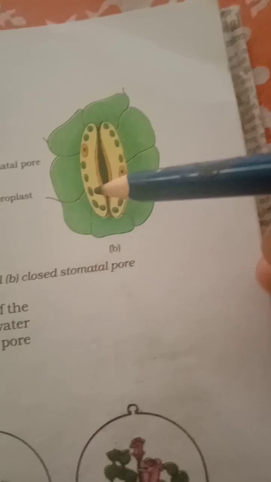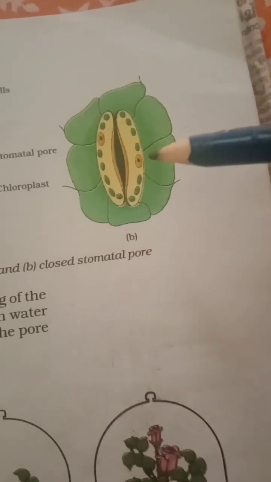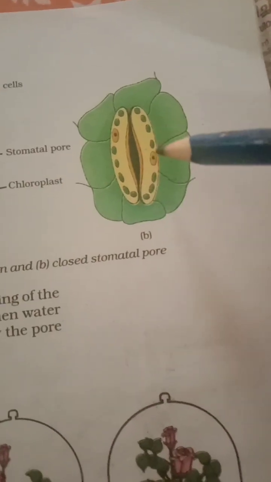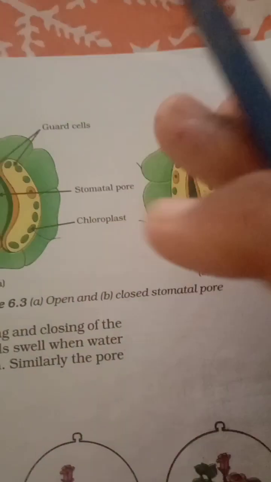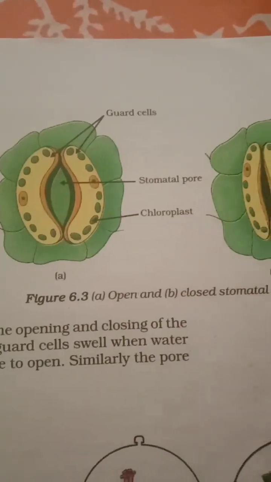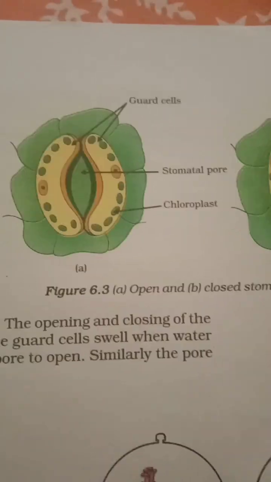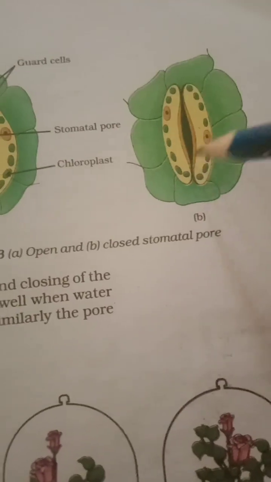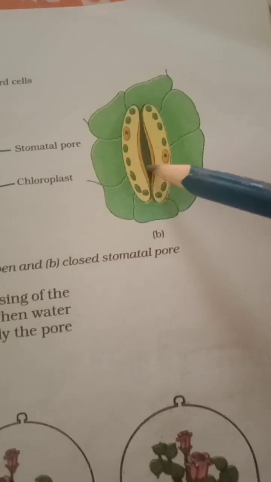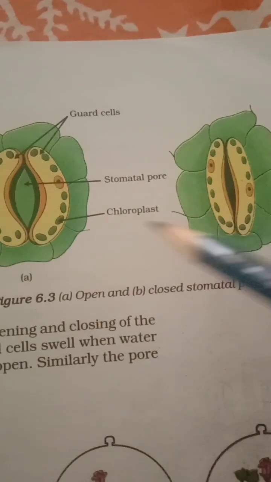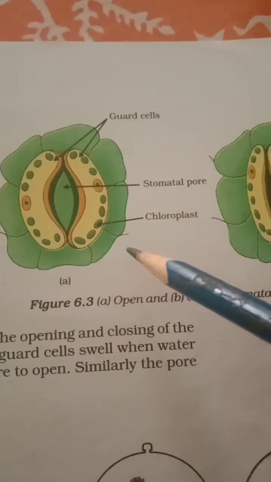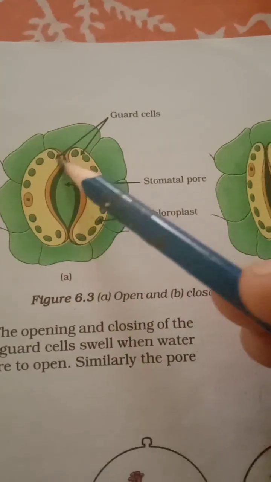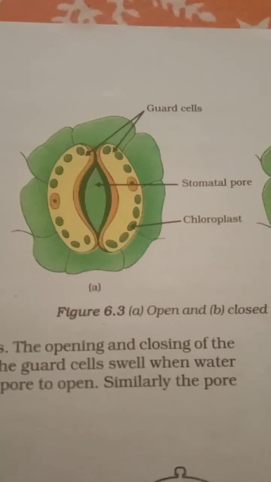Now during night time, because sunlight is not there, the stomata will be closed, and normal respiration is taking place in plants also, like us. They are also taking oxygen and giving out carbon dioxide. In the night time it will be more because sunlight is not there for photosynthesis. So stomata is opened and closed because of the entry of water inside the guard cells.